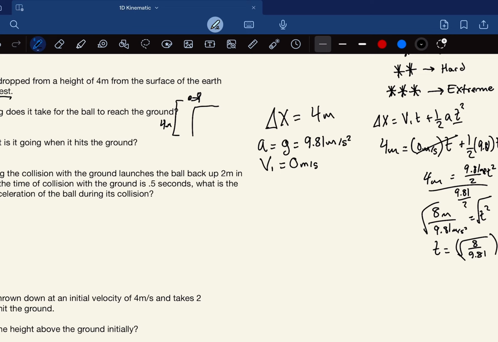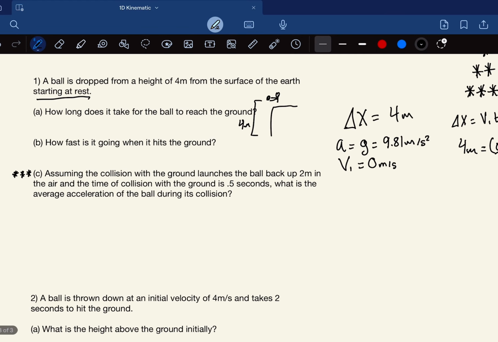So for our time, we get t equals 0.903 seconds, about. It goes on for a while because it's an irrational number, but we do not care about that. We only care up to 3 decimal places. That is part A done.